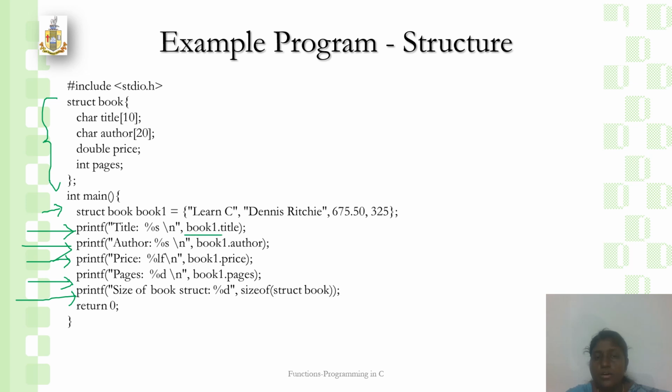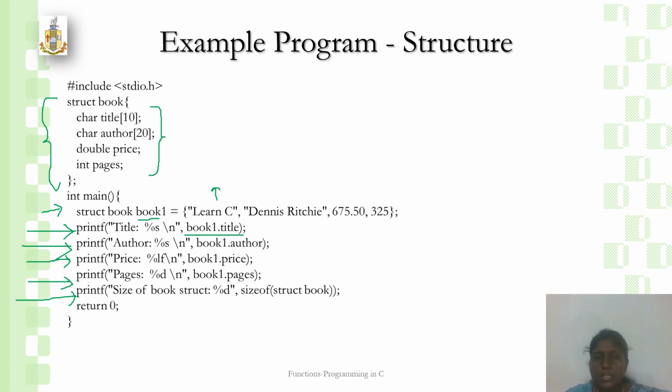Book 1 dot title. So book 1 is your structure variable which has to be invoked, dot title. Okay, so what is the title? It is learn C. So remember, in whatever format, in whatever numberings you have given this one, try to add in that way. So book 1 dot title.